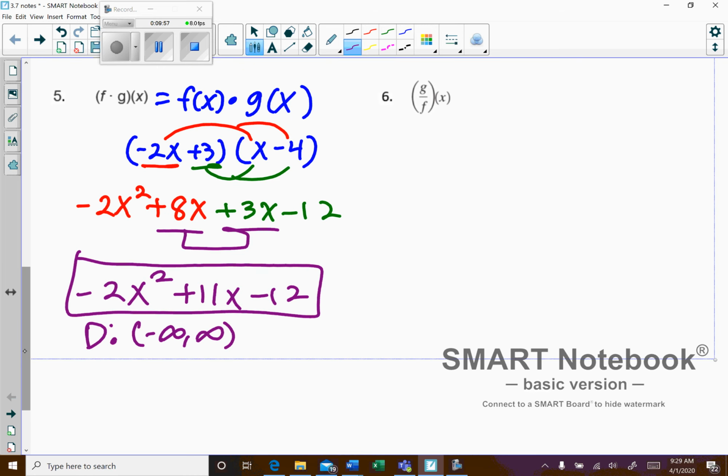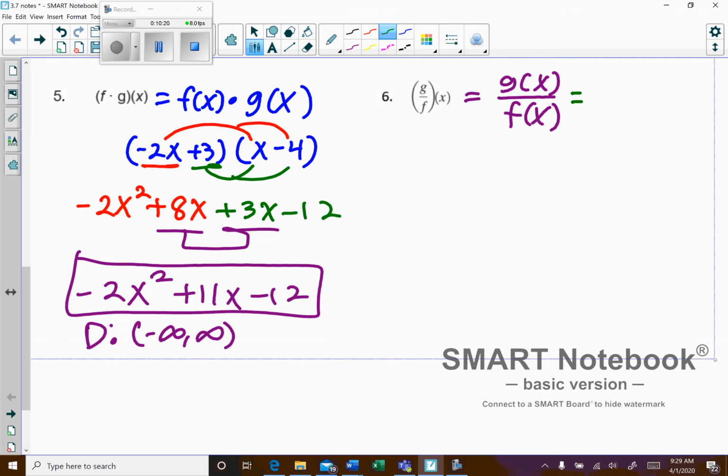Okay, so looking on number 6, the first part's actually the easiest part, because like I said, you're just going to stack them. There's not really much you can do on these problems. As you move forward into some of your higher math, sometimes your fractions can be reduced. In our case, it's not going to happen.